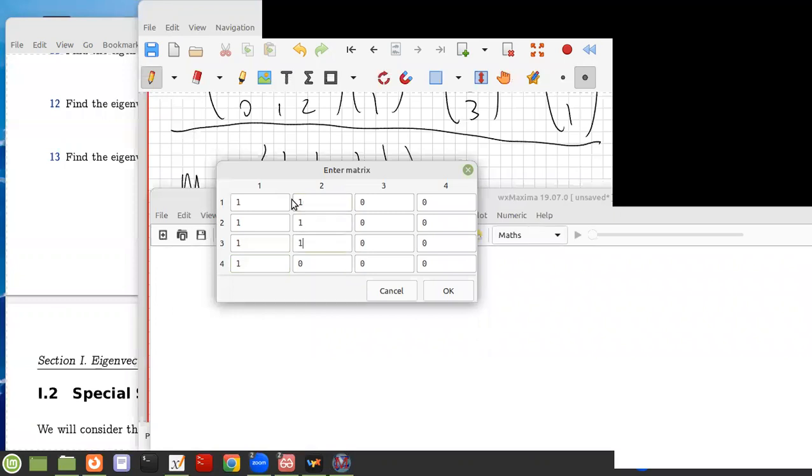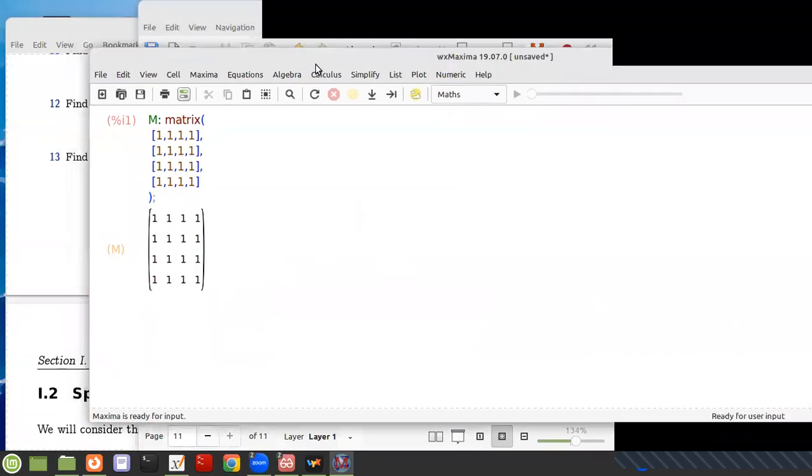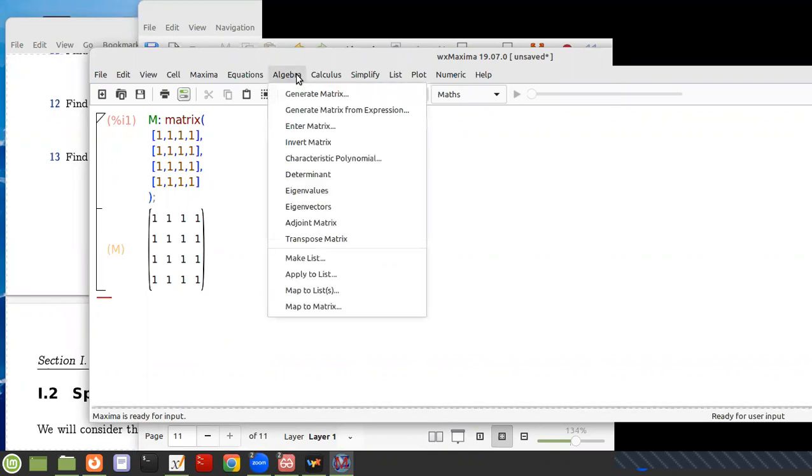1, 1, 1, 1, 1, 1, 1, 1, 1, 1, 1, 1, and there we have the matrix. Now, the first thing we're supposed to do is find the characteristic equation, or characteristic polynomial.